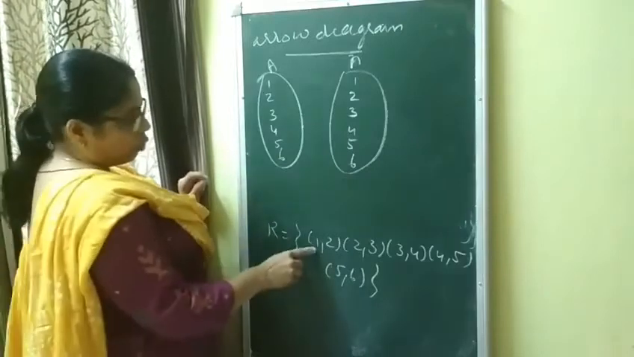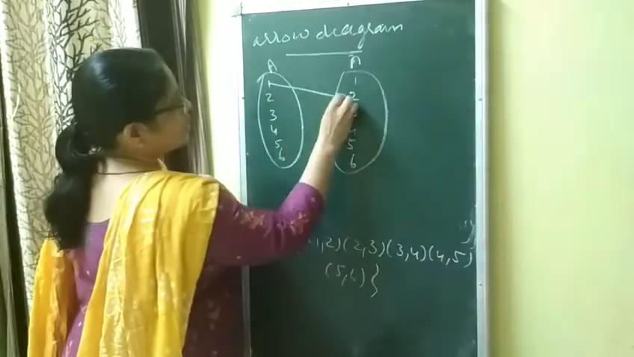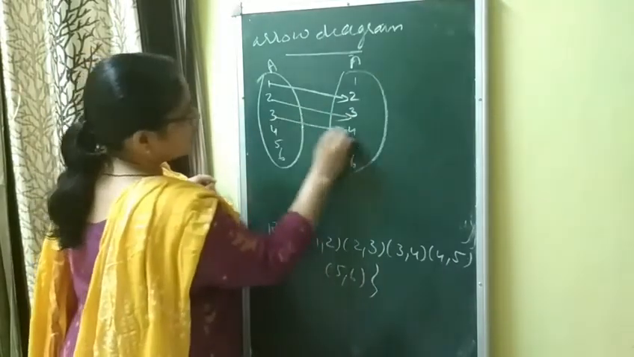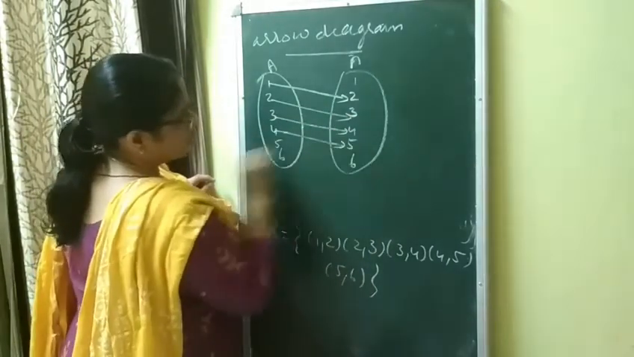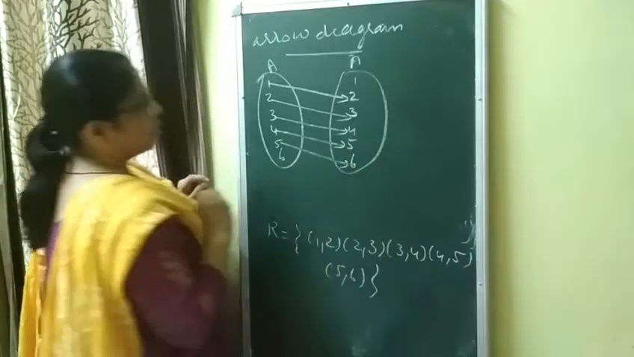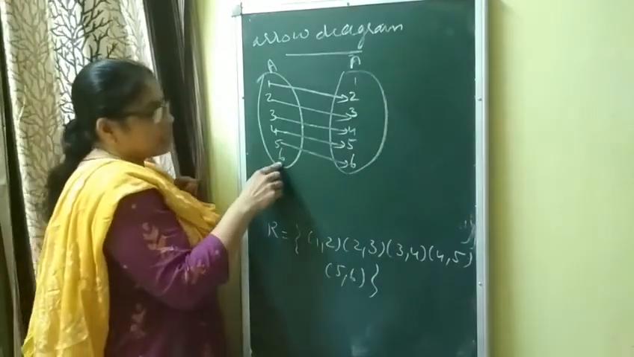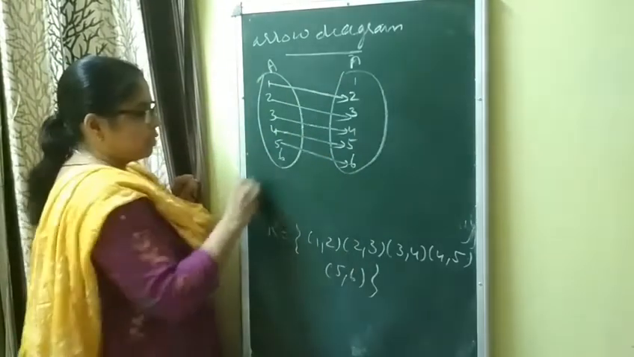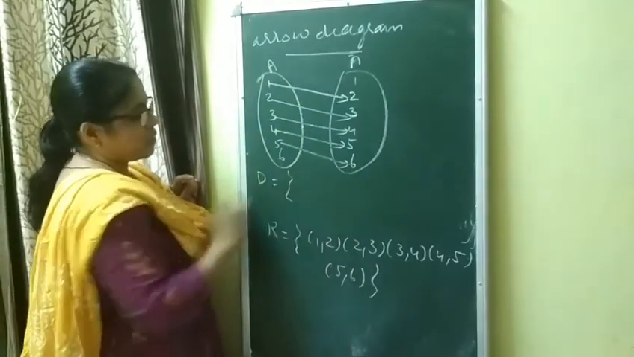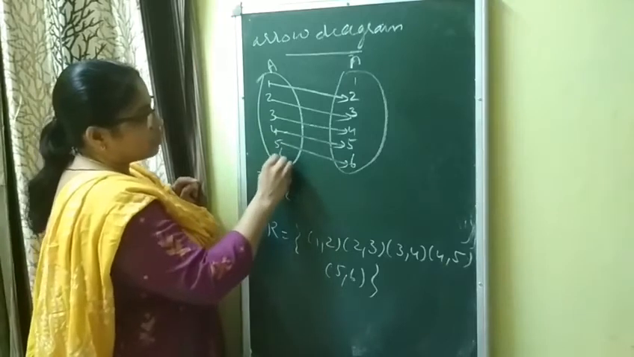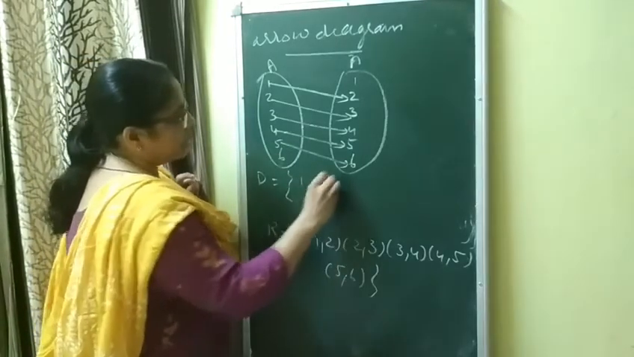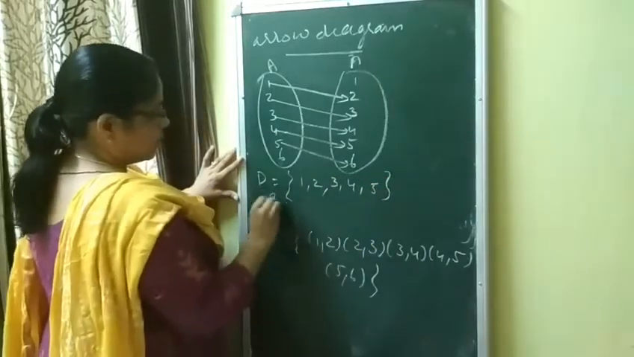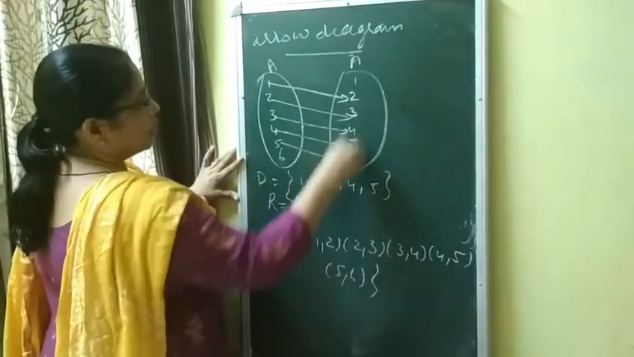Now what are the ordered pairs? (1, 2) is this one. Again (2, 3) is this one. (3, 4) is this one, (4, 5) is this one, and (5, 6) is this one. See, in the first set, 6 is left out; in the second set, 1 is left out. Domain is the set of all first elements. Here 6 is not coming as a first element, so the domain is {1, 2, 3, 4, 5}. And range is R; here 1 is not coming.